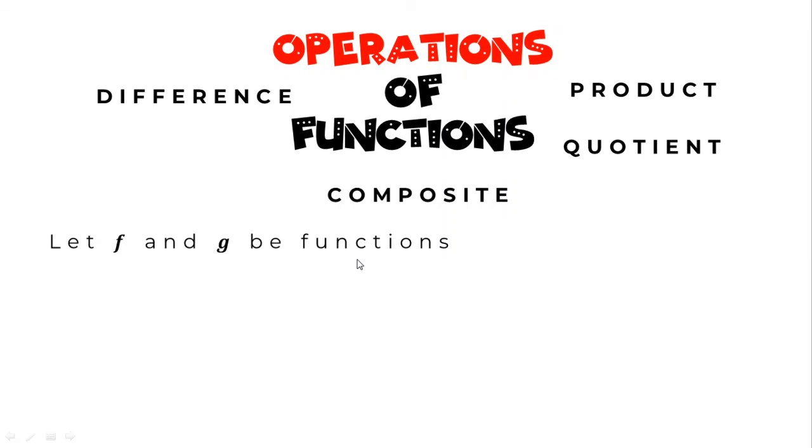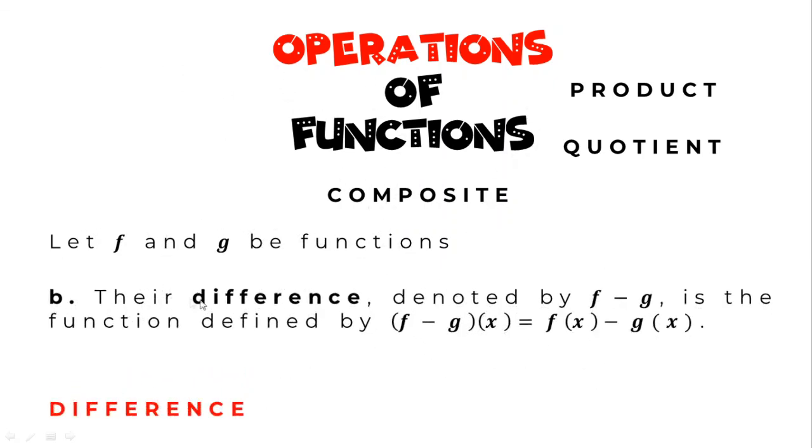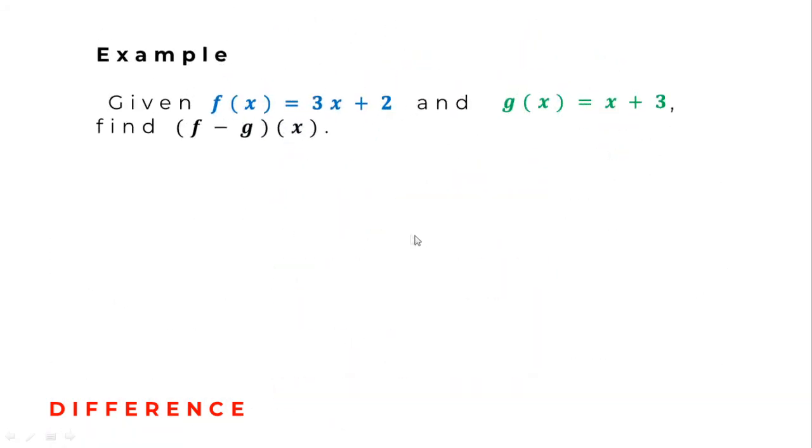Next is difference. So their difference, denoted by f minus g, is the function defined by f minus g of x is equal to f of x minus g of x. So ito yung example niya. Given f of x is equal to 3x plus 2 and g of x is equal to x plus 3, find f minus g of x.